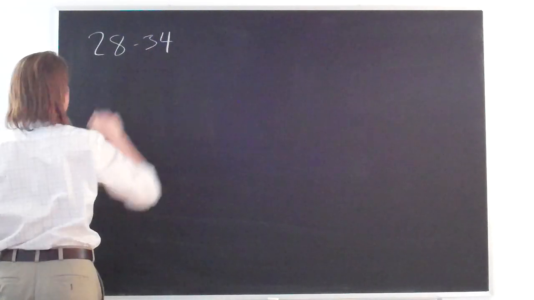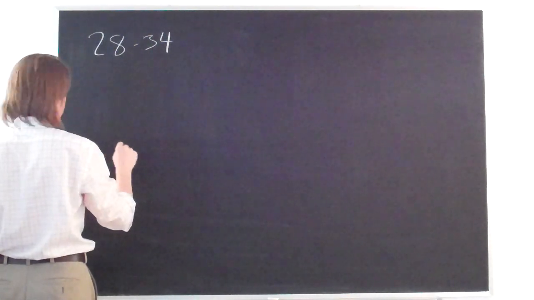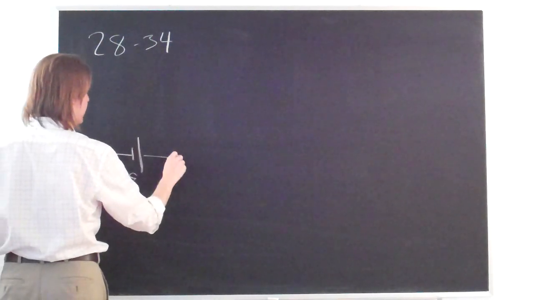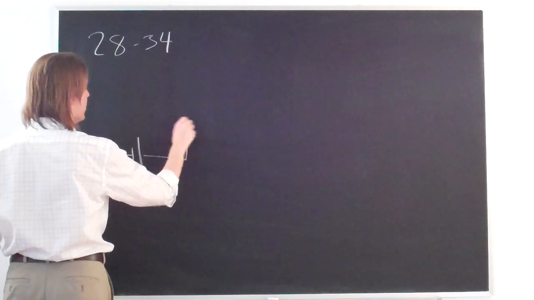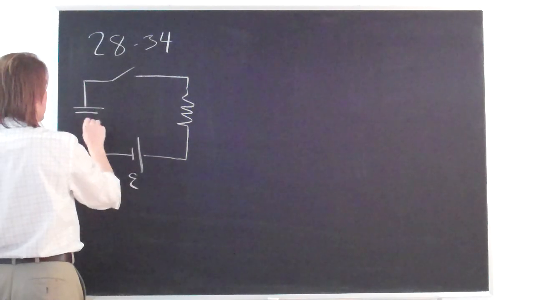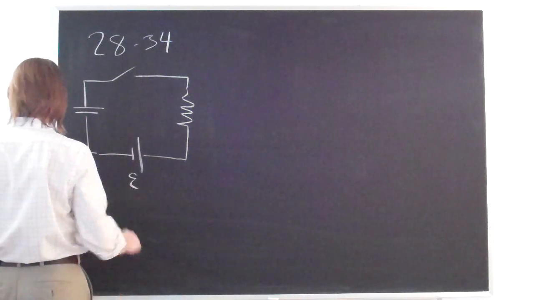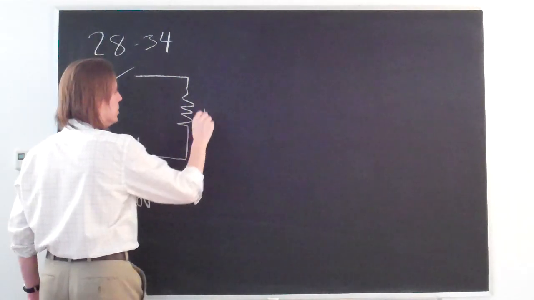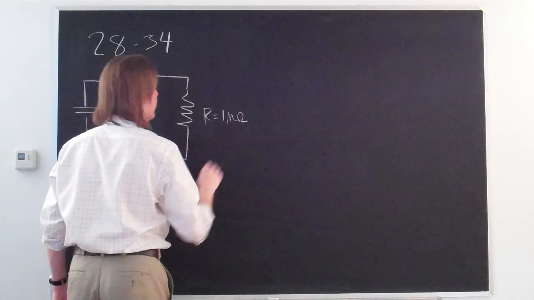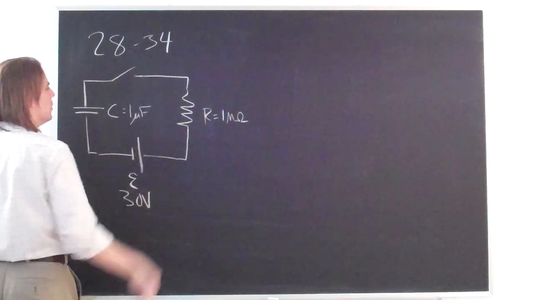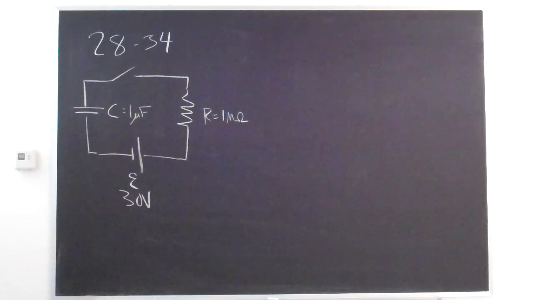This is 2834. It draws a basic RC circuit with the battery down here and the resistor here and a switch and a capacitor. The battery has 30 volts, it gives 30 volts. The resistor is a megaohm and the capacitor is 1 microfarad. So it has three questions.